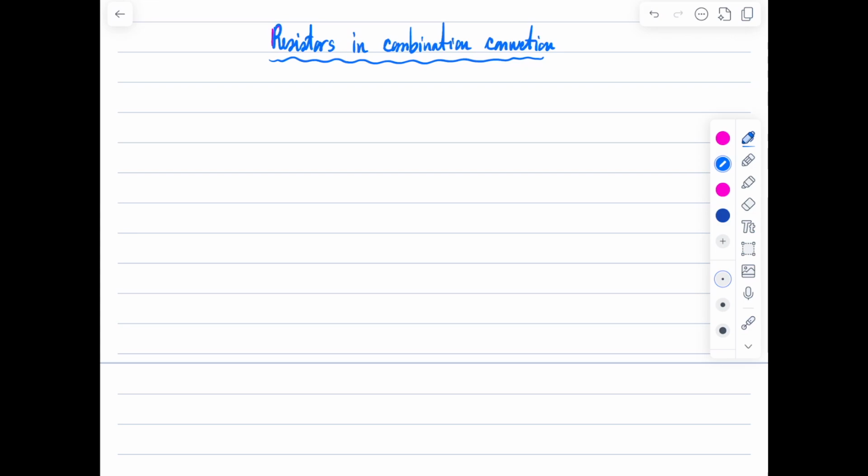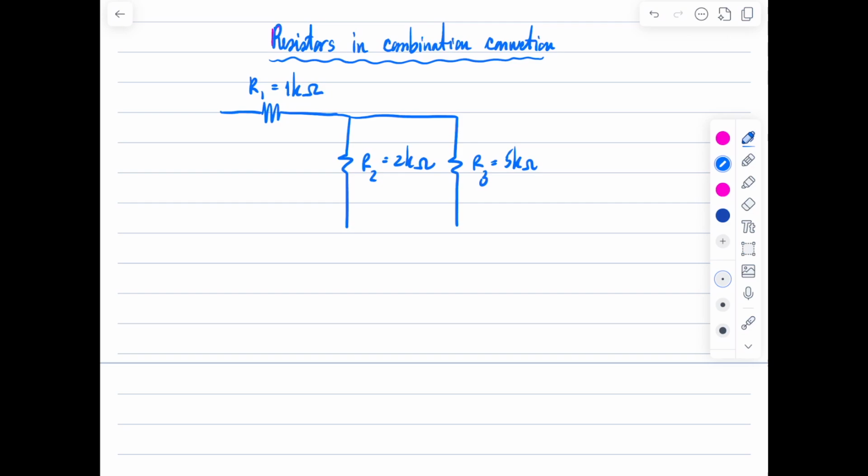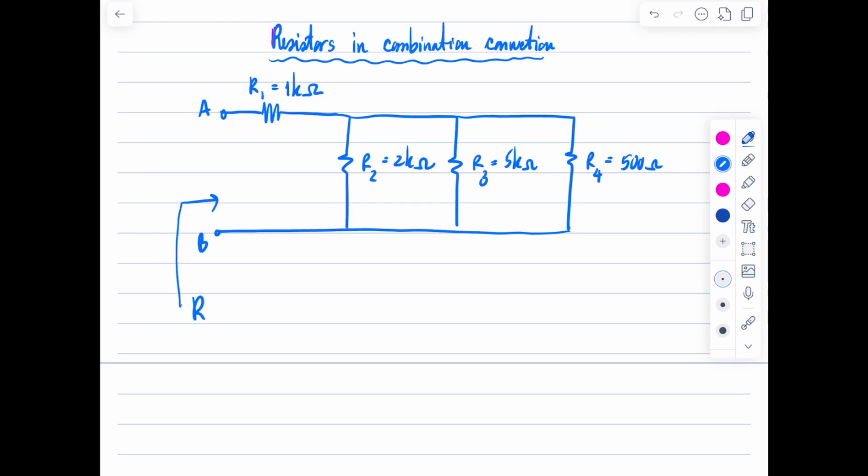One simple example I'm going to give you now is that I have R1 equal to 1 k ohms, R2 equal to 2 k ohms, R3 equal to 5 k ohms, and R4 equal to 500 ohms. This is point A and point B, and I want to find R total looking from point A and point B, terminal AB.